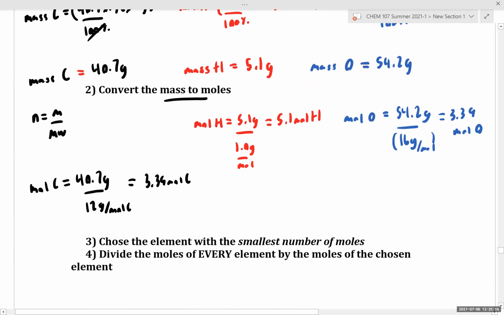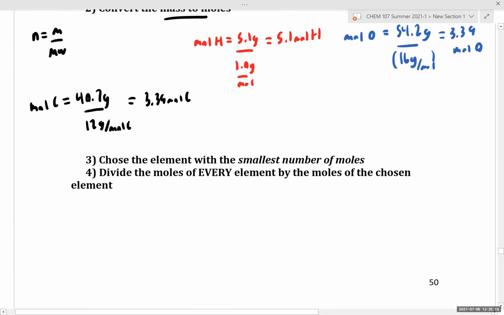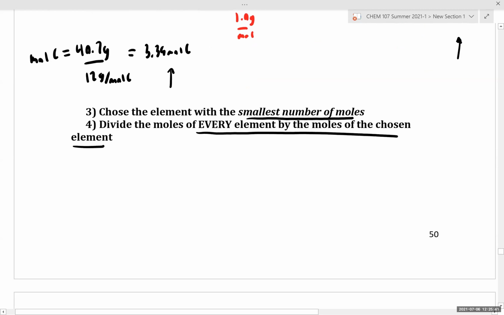Okay, yes. So now that we have the moles of each element, we generally want to choose the element with the smallest number of moles and divide the moles of every element by the moles of the chosen element. In this case, we have a tie between carbon and oxygen, so we're just going to arbitrarily pick carbon. We're going to write out our moles of hydrogen, and look at the ratio of the moles of hydrogen per mole of carbon.